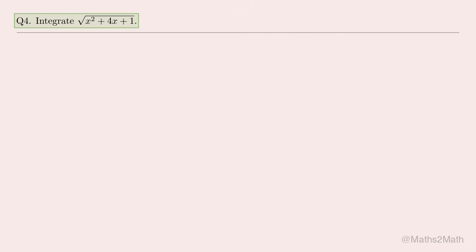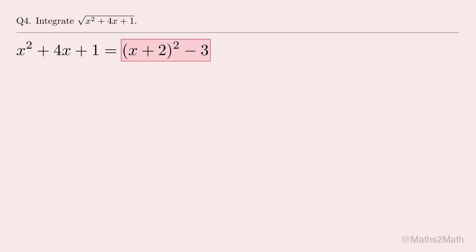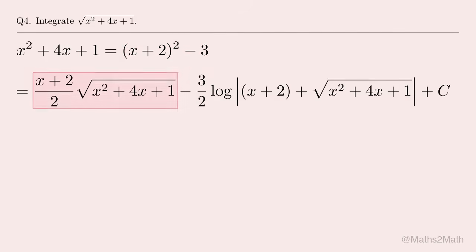Question 4. Completing gives a minus form this time, x plus 2 squared minus 3. The square completes with minus 3, the u squared minus a squared formula. Half u root minus 3 halves log.